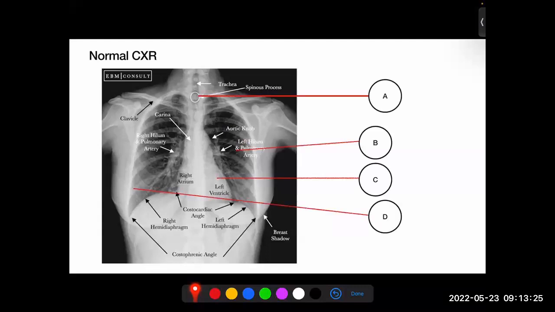Then as we are looking at this X-ray, even for future discussion, we will look at this in form of this ABCD. A is the airway. And when we talk about the airway, it is the trachea and the bronchi. When we're talking about B, the breathing, that is the lungs. When we're talking about C, the circulation, that is the heart and its other features. Then D is the disability.